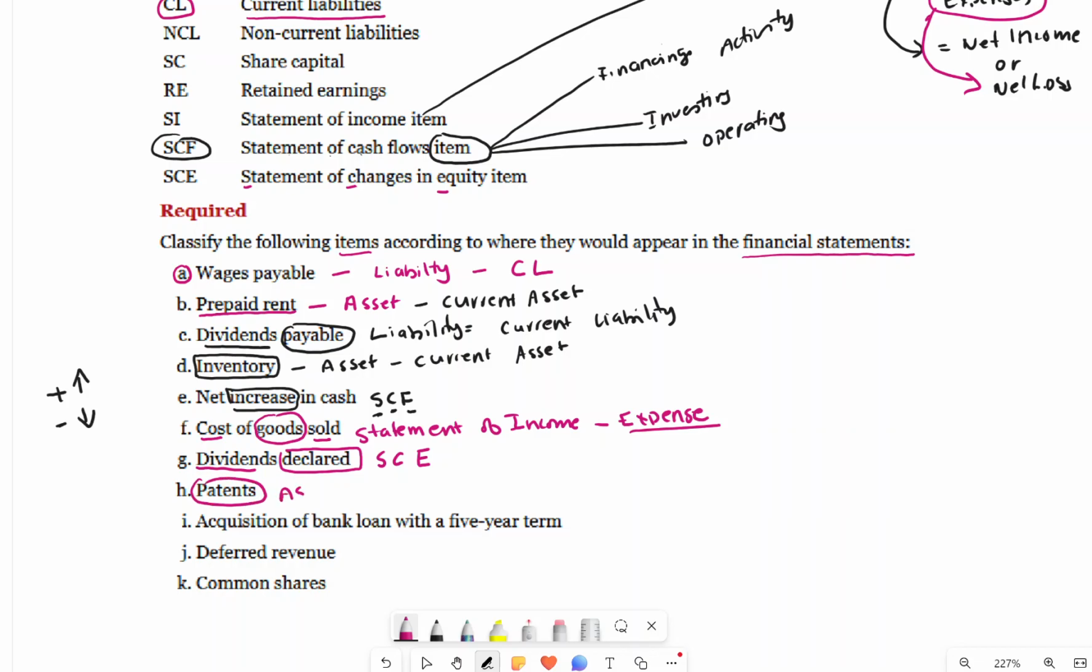Patent will be an asset, and it will be a long-term asset. So patent will be a non-current asset.